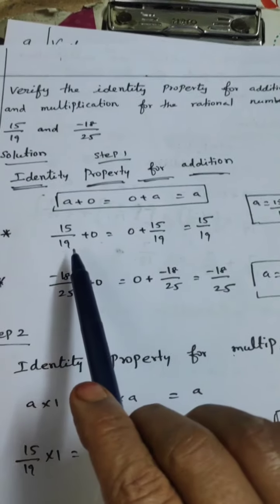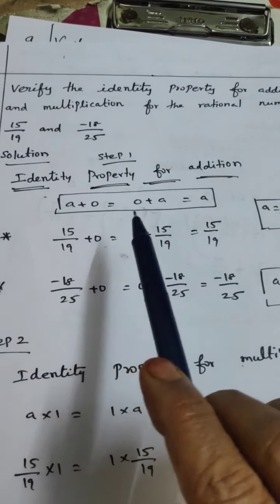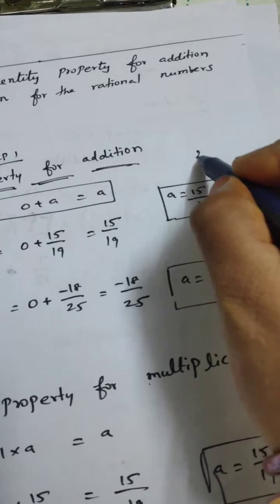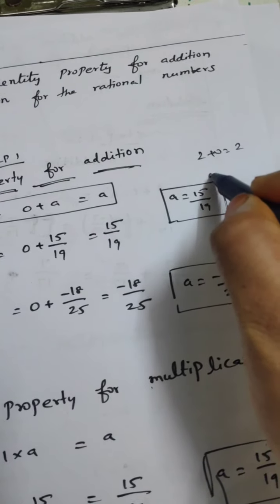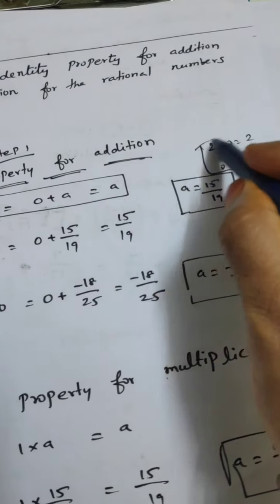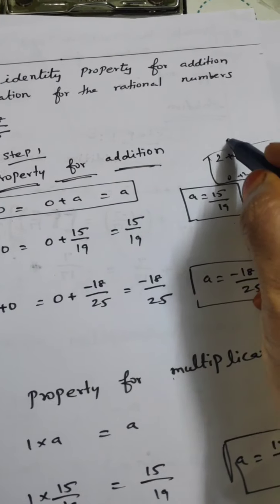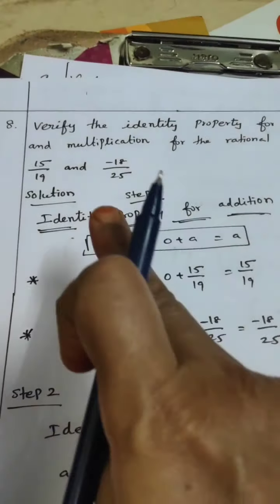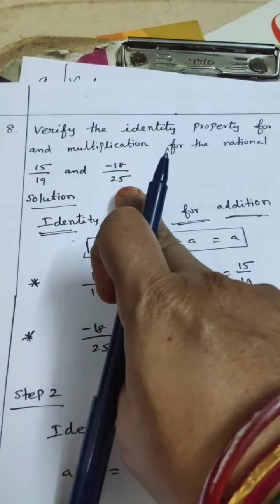Why A? Any number add 0 you get the same answer. 2 plus 0, for example: 2 plus 0 is 2, 0 plus 2 is 2. So any number add 0 you get the same answer only. This is an example. Okay. Next, the next question is minus 18 by 25.